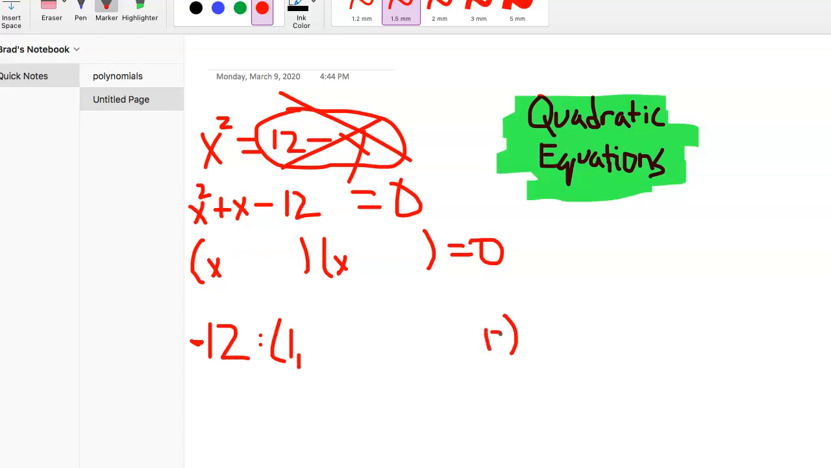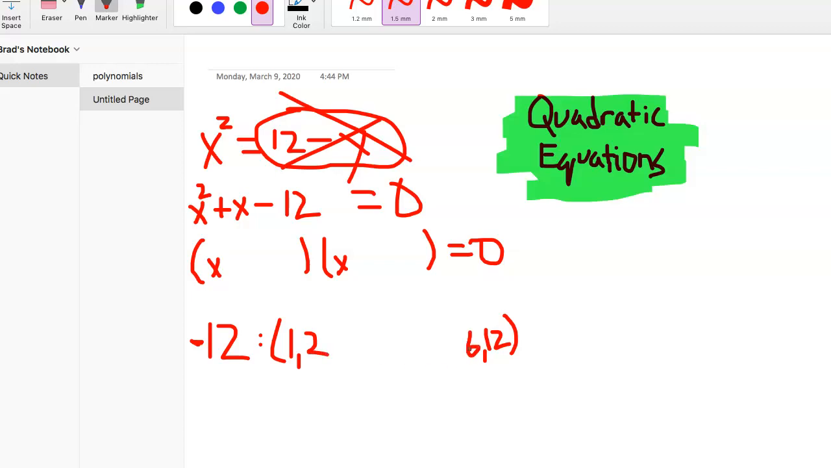Right, and since it's a negative, it's not going to be two positives, and it's not going to be two negatives. We know it's going to be one positive and one negative, right? So for example, negative 1 times negative 12 equals 12, but negative 1 times positive 12 is negative 12. So we know it's going to be one positive, one negative. We just aren't sure about the details.